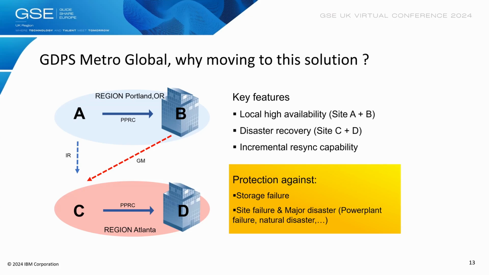So we can also see, by the way, in this picture that we can use incremental resync from A to C across the region. So basically, the main concept is that we have local protection and continuous availability in case of a local failure in site A or B in the primary region. And we have extended protection outside of the region in case of an entire region outage in Portland. So that's the base concept and the idea of why we have Metro Global.